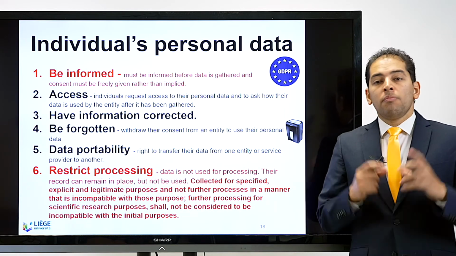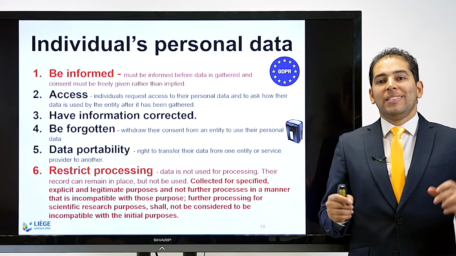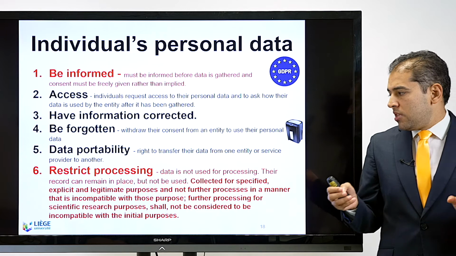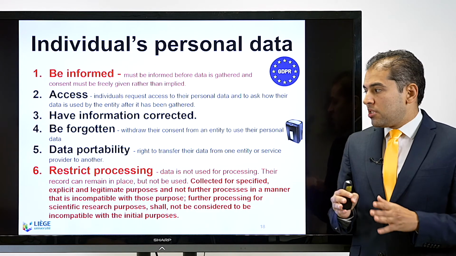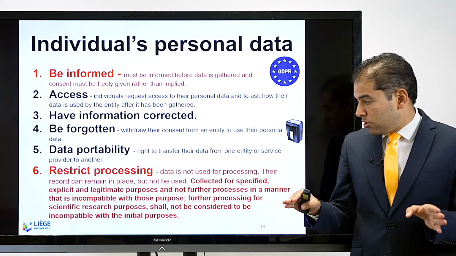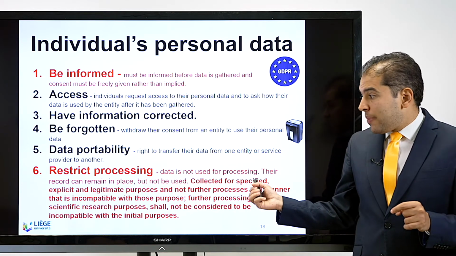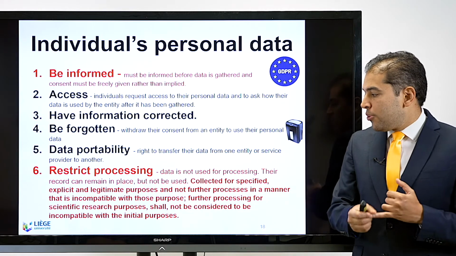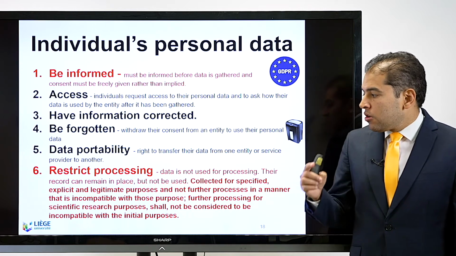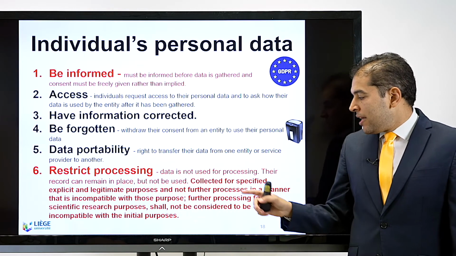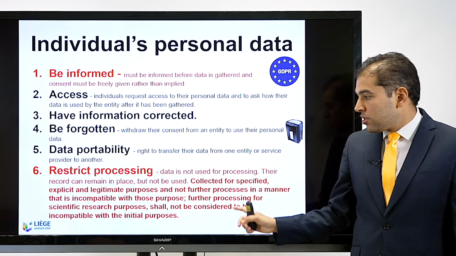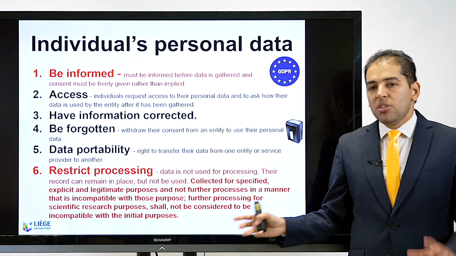And for sure, individuals have the right to have the person who collects the data restrict the processing. What does this mean? Data is not used for processing, meaning the record can remain in place but not be used. Data is collected for specified, explicit and legitimate purposes, and not further processed in any manner that is incompatible with those purposes. Further processing for scientific research purposes shall not be considered to be incompatible with the initial purposes.